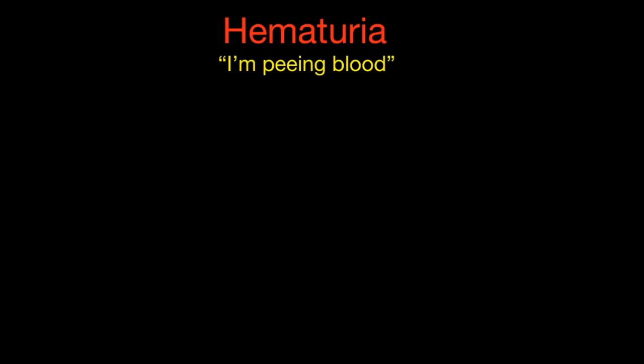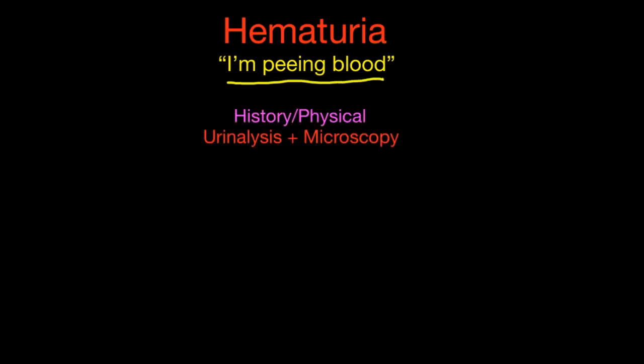All right, we're going to talk about the approach to hematuria. We're going to organize this talk as if we're seeing a patient who comes in with the chief complaint of, "I'm peeing blood." Now, clearly the next step is to take a really good history and physical, but in terms of lab tests you can order, the next step is to order a urinalysis and urine microscopy.